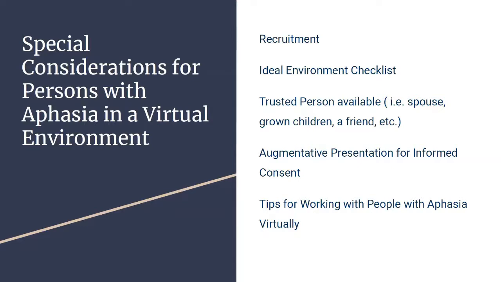We asked that a trusted person was available, so a spouse or grown children or a friend or whatever it may be, to help with setup. They often also gave us some additional contextual information. So if our participant couldn't say how they were feeling on the checklist, but they could point to one of the faces that we had as a visual, the trusted person would vocalize that so that we could make sure that we had it documented. As well as occasionally including some background information if it was difficult for the person with aphasia to communicate it for us.